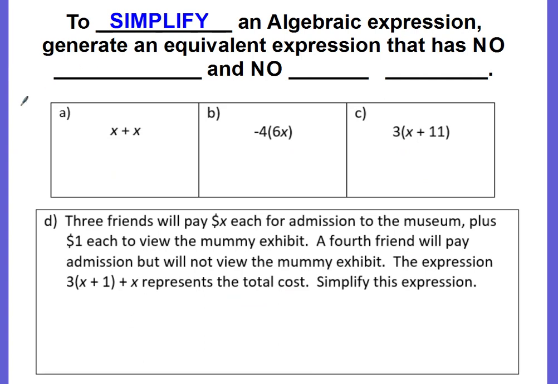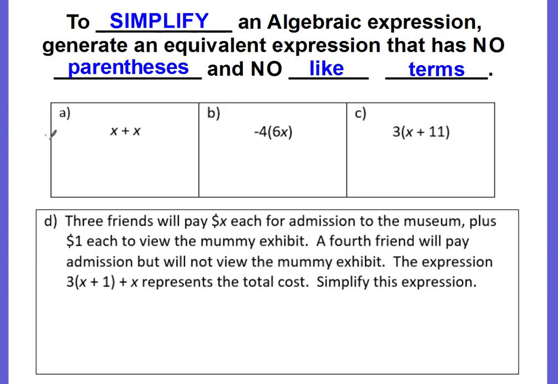So to simplify an algebraic expression, we generate an equivalent expression that has no parentheses and no like terms. Just like simplifying fractions, we want to make them smaller so they're easier to work with. The same is true here with algebraic expressions. We don't want to work with an expression that has a whole bunch of terms. We want to combine all the like terms to have a simplified or smaller expression.